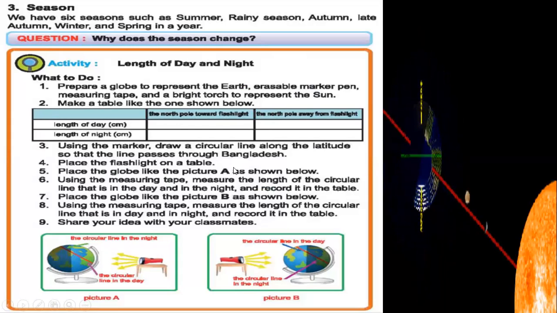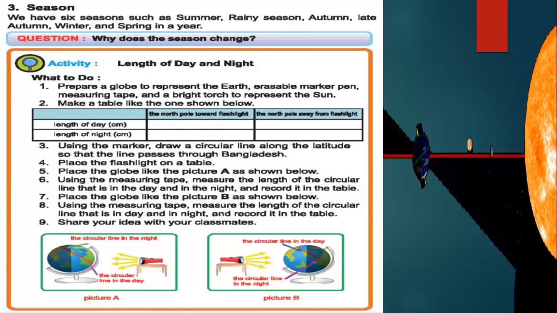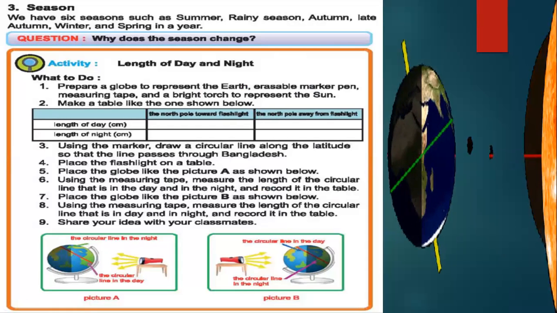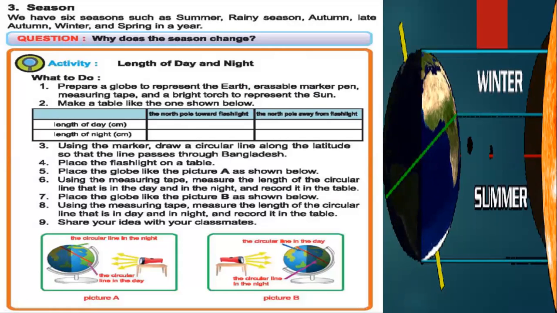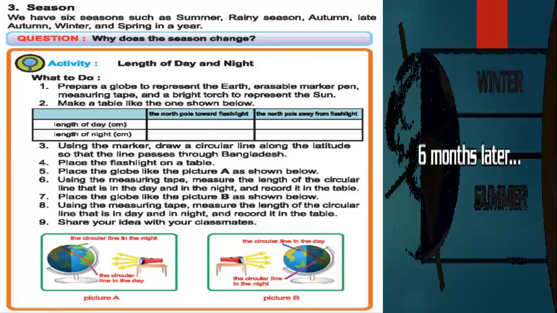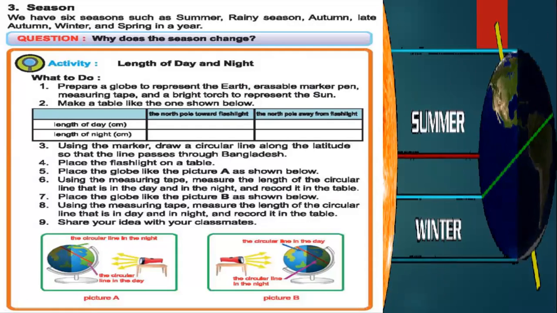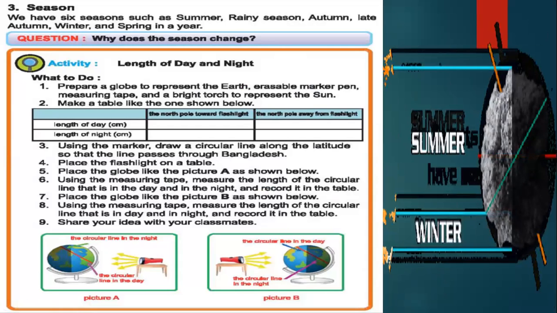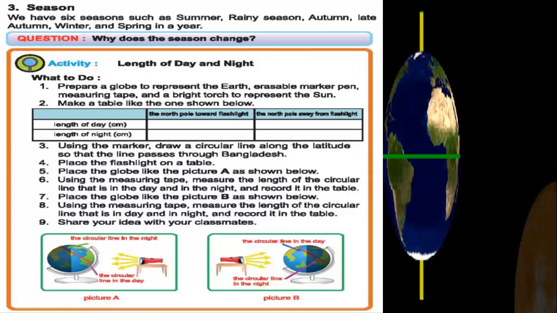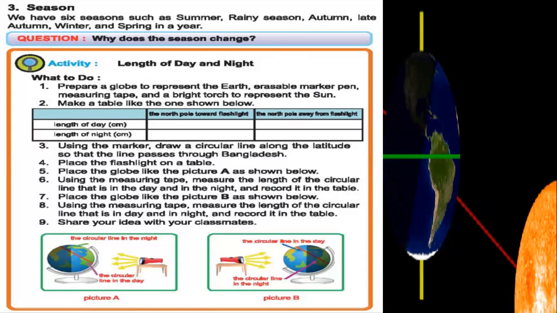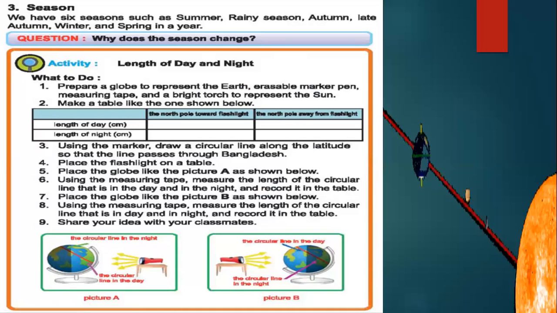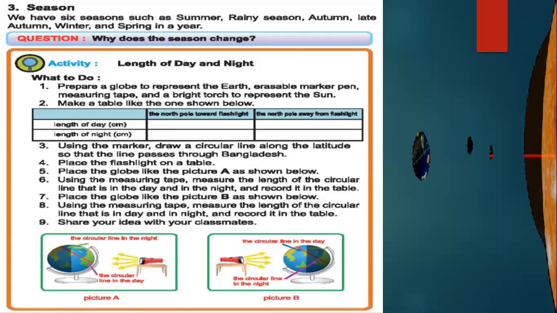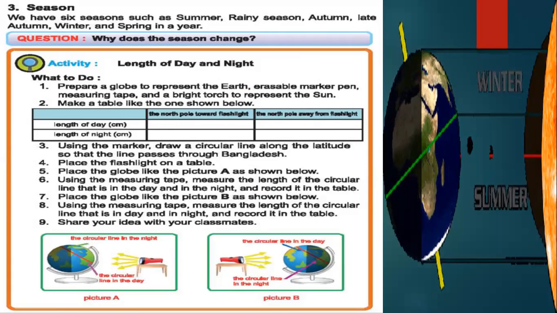How do the seasons change? As we know, there are 6 seasons in Bangladesh. What are those? Summer, the rainy season, autumn, late autumn, winter, and spring. If we want to understand why the seasons change, we can go through the rotation and the revolution of the earth, and by that process we can understand why the season changes.